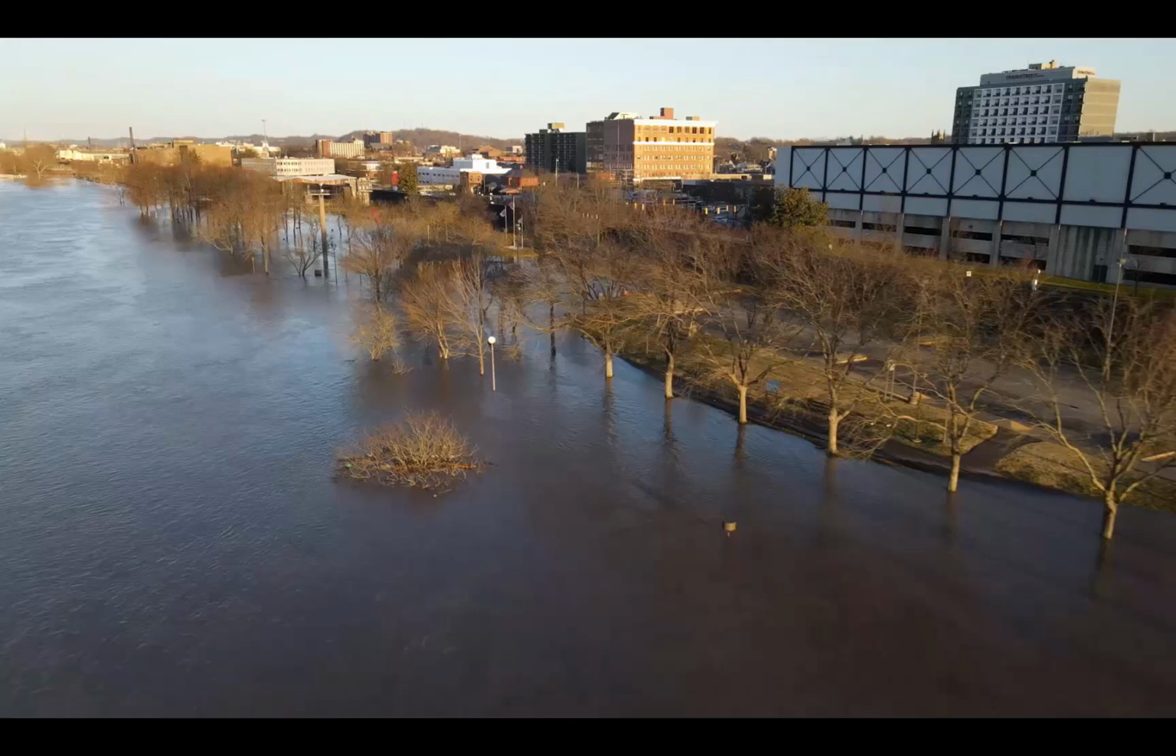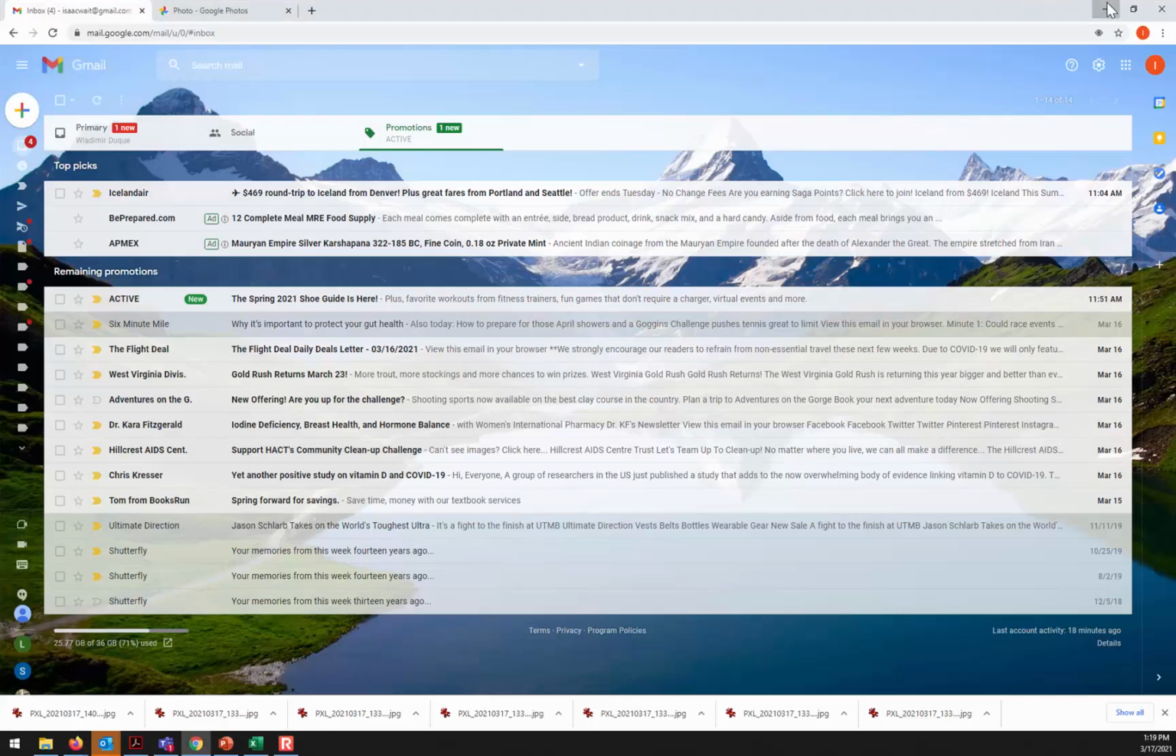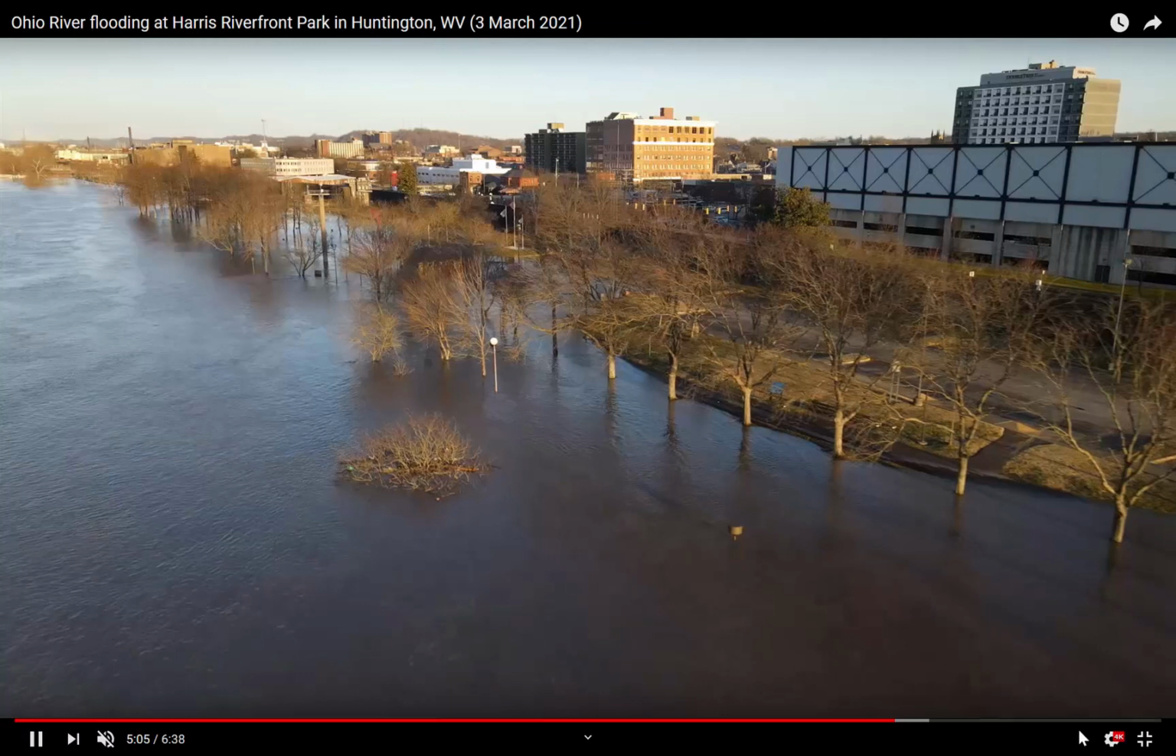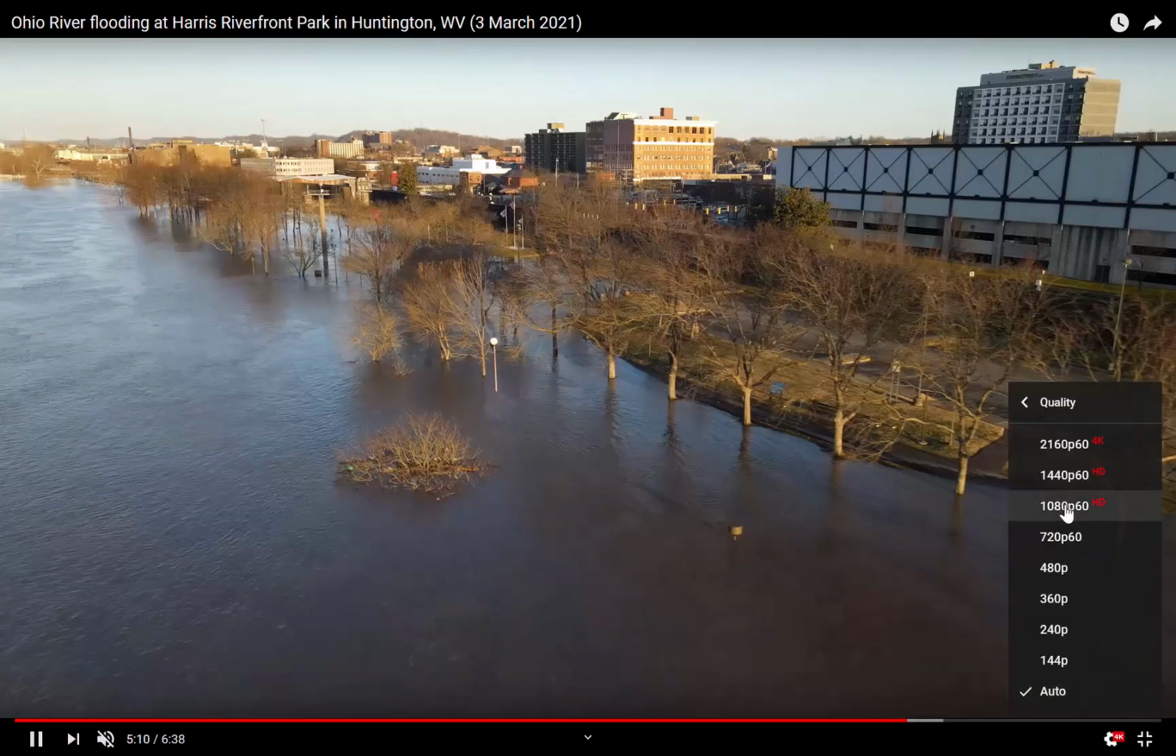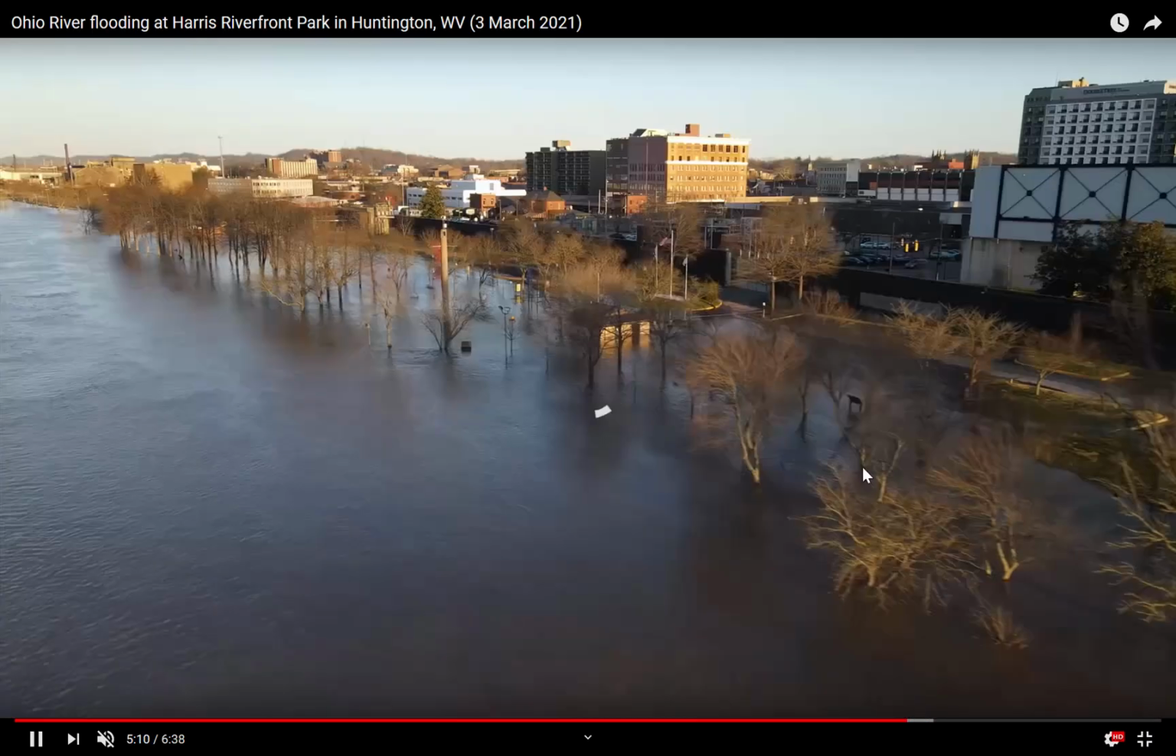My computer's being a bit laggy. I may have too many things open right now. Let me just switch from 4K to a lower resolution. That'll probably make it a little bit more smooth.